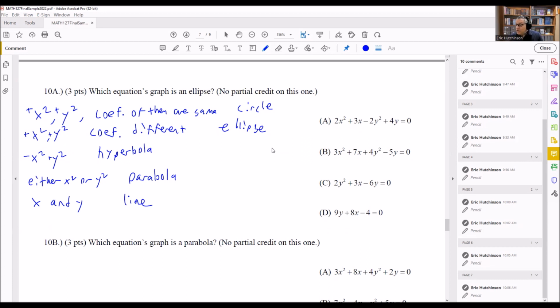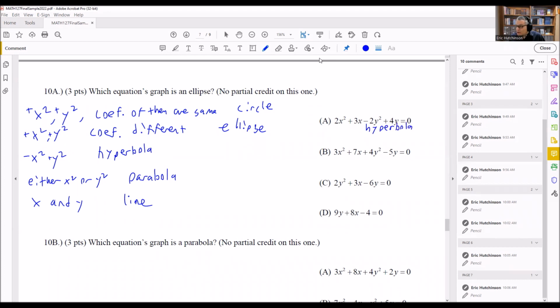So let's run through each of these, and we're going to identify what each of these has. Now, ultimately, we want to find an ellipse. So here's the first one. We have two things squared, but as you notice, we have one positive and one negative. And so this is going to be a hyperbola. So that's not the one we want to look for here.